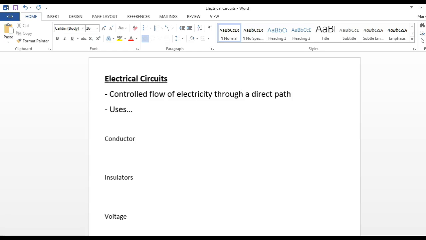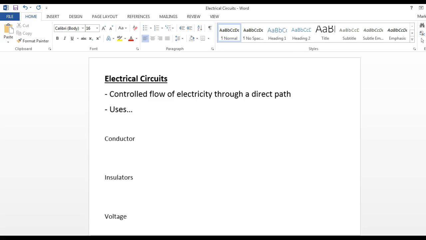Okay, so this could be our notes on electrical circuits. We're going to make some of these tomorrow. Hopefully I can get back in school here. But you probably know some of this from middle school, and we're going to watch a video today on the basics of this. But let me just give you the basic notes on this.